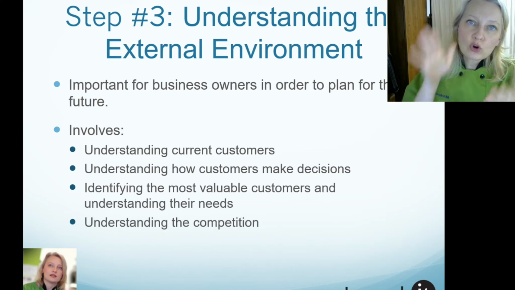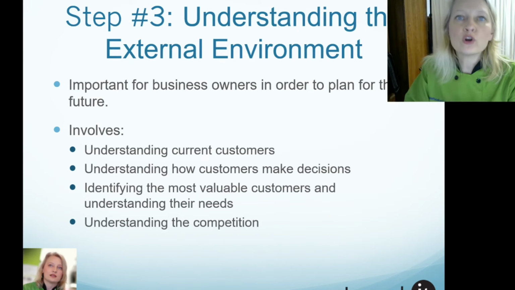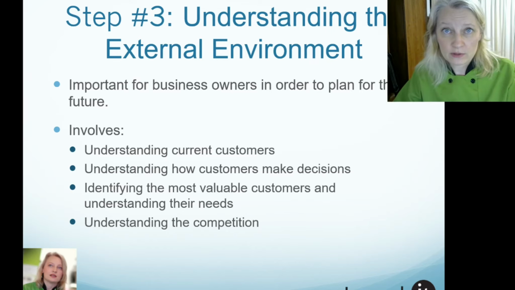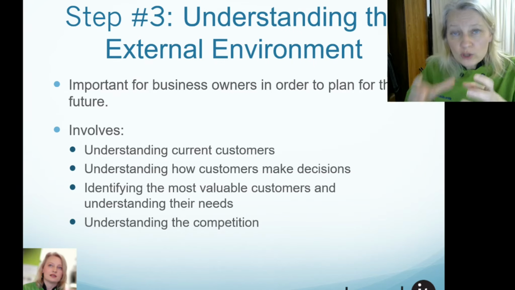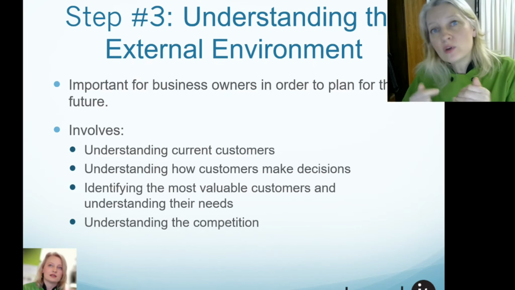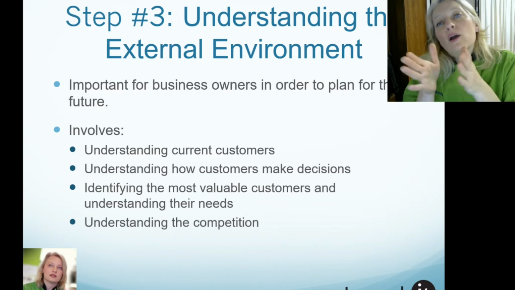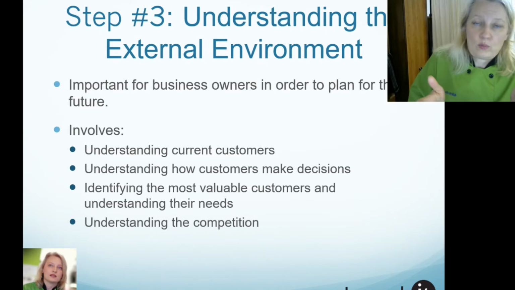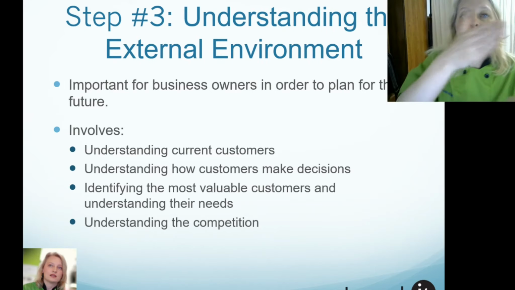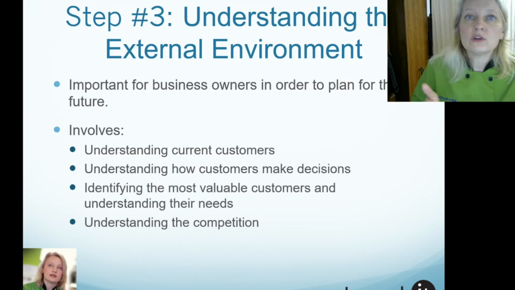You have to know your current customers before you can even start to consider new customers. Who is your current customer? And then you can start to look at, well, I also want to add this other group. I want to target this new group, and that's okay. But you need to know who your current customers are first before you start to target another group.